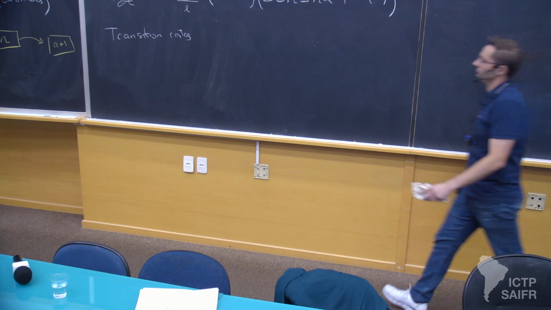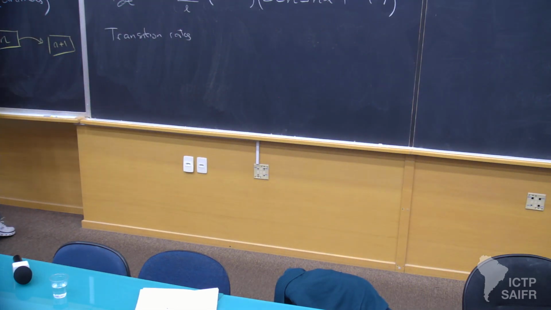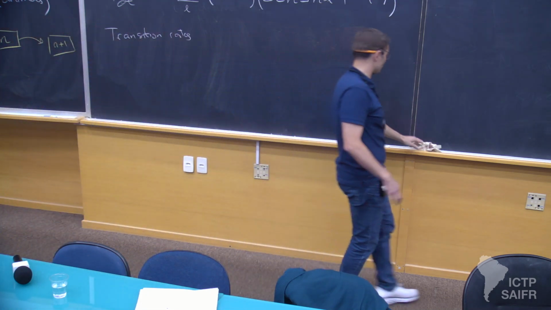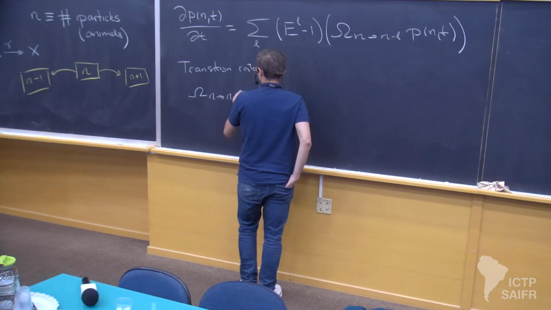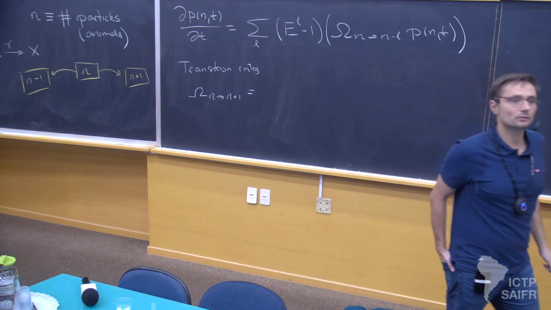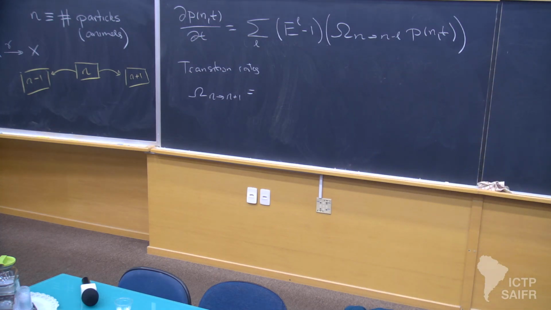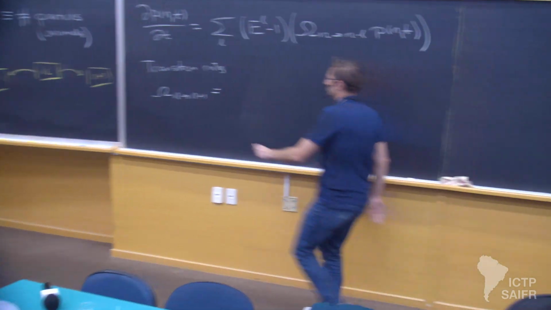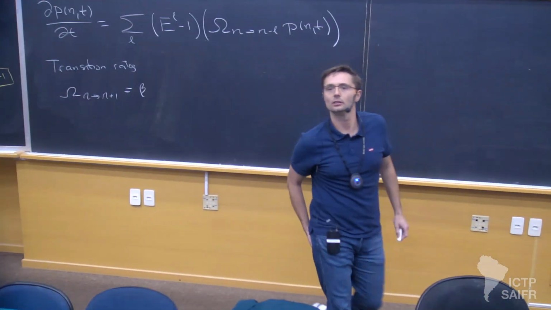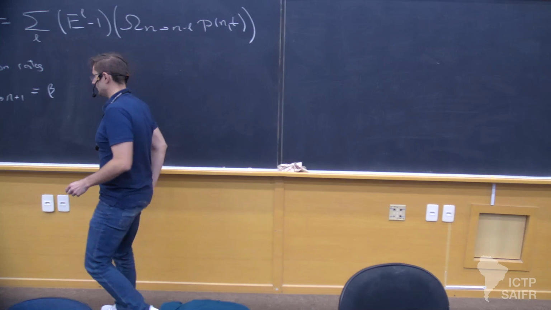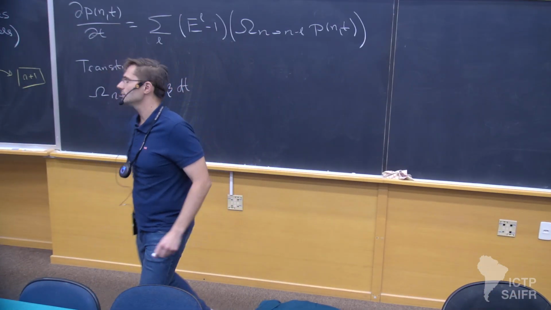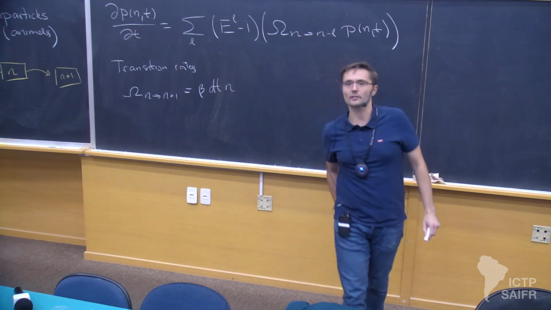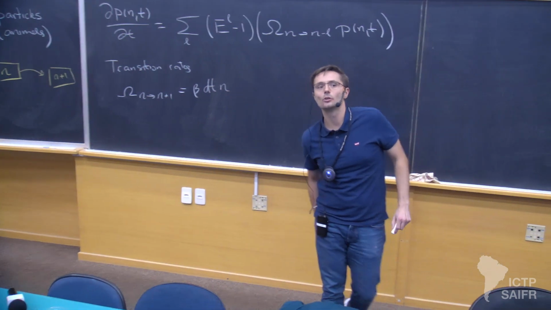Okay, let's go back to the transition rates. So who wants to tell me what is the rate omega n to n plus 1? Someone? Beta? Beta dt, I got a beta dt. Someone else said something else? N? Something else? No?